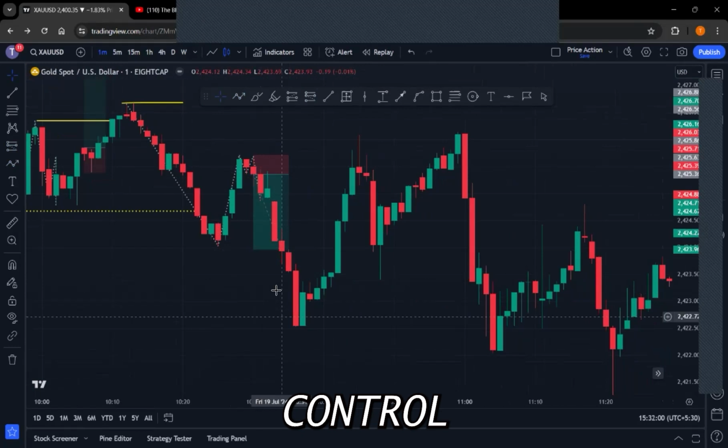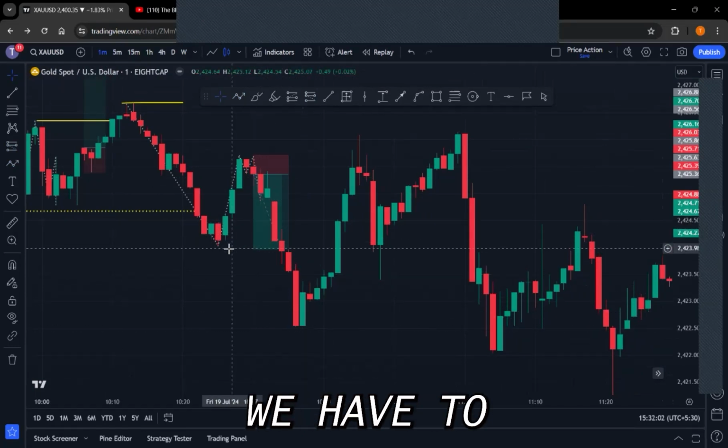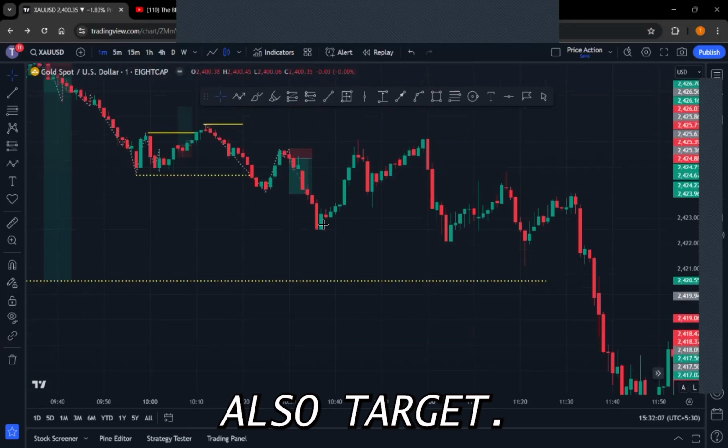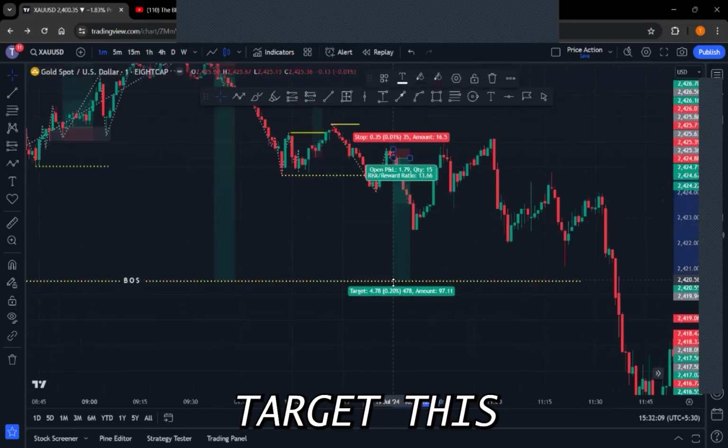Okay, we cannot control the situation. We cannot trade the stop loss. We have to highly target this one. Okay, so or you can do what? You can also target, if you are a hold trader, you can also target this level as well.